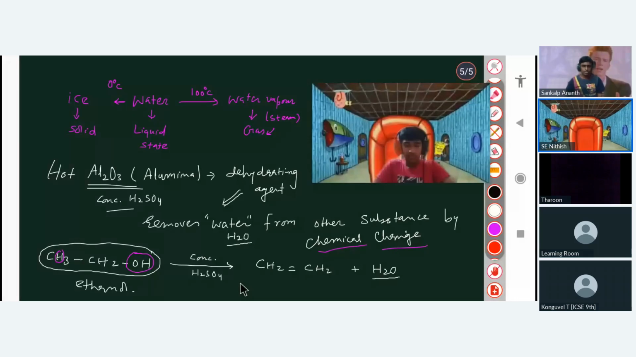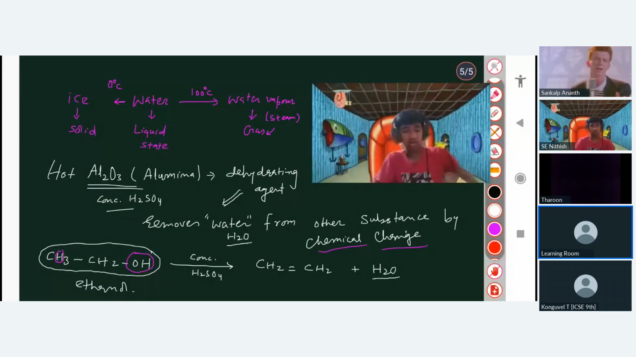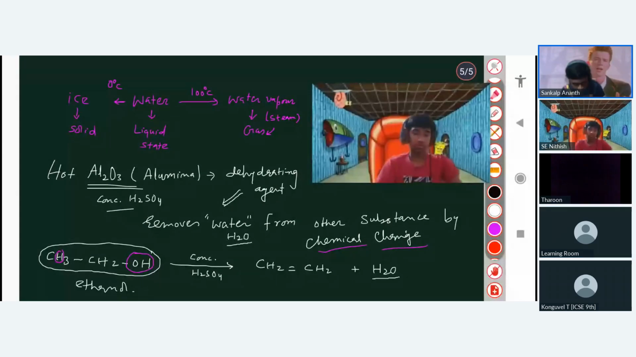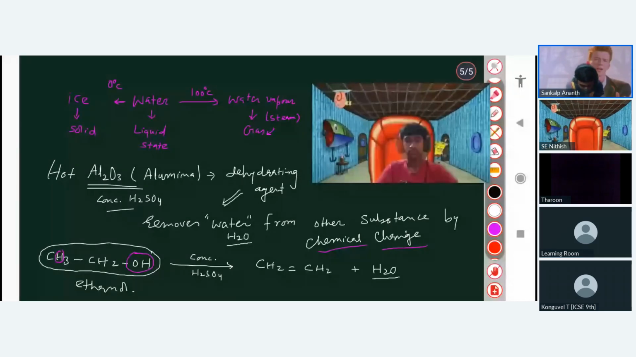The next question. What is then a desiccating agent? What is the difference? A desiccating agent absorbs moisture from other substances. So that means it will absorb water of crystallization, right? That means there will not be any chemical change, right? Yes, sir. But here it will be the chemical change.